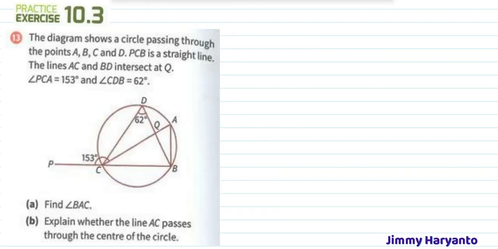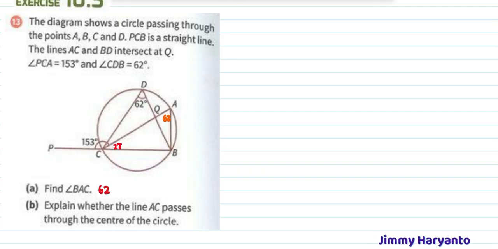Okay, next is 13. For question 13, I want to start from 62. If this one is 62, that means this one will also be 62. Yeah, same arc, circumference angle. And then I want to find this one. It's 180 minus 153 equals 27. So this one is 27. Find BAC. BAC is already found, 62.